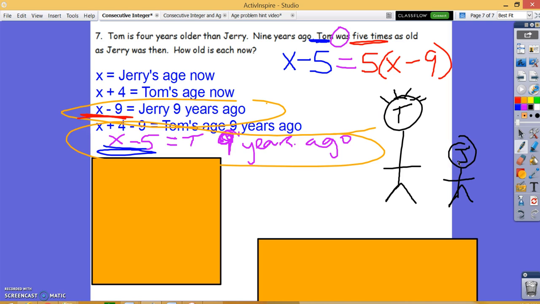Now, if I say Tom was 5 times as old, I'm not going to multiply Tom by 5, because then that's just going to make him super old with white hair. I'm kind of erasing his hair here. He's going bald because he's way too old. We don't want to make Tom any older. We're saying that Jerry times 5 would be equal to Tom.